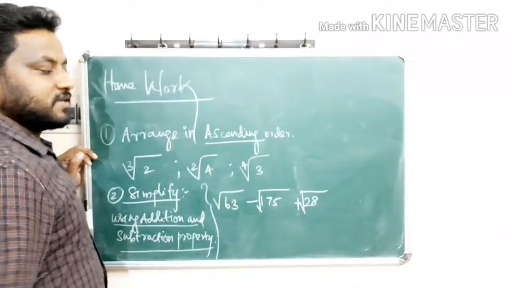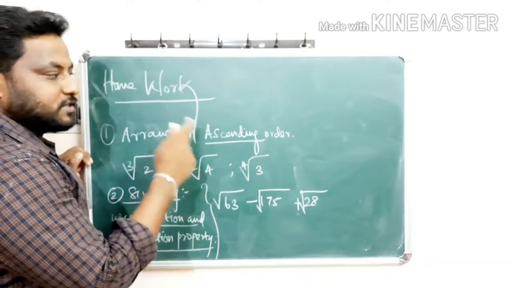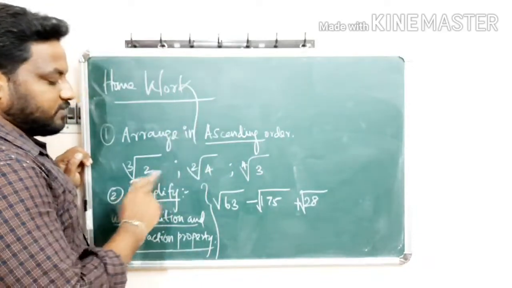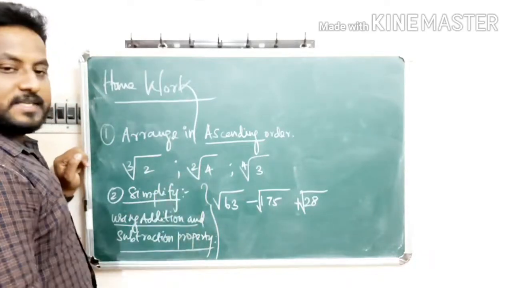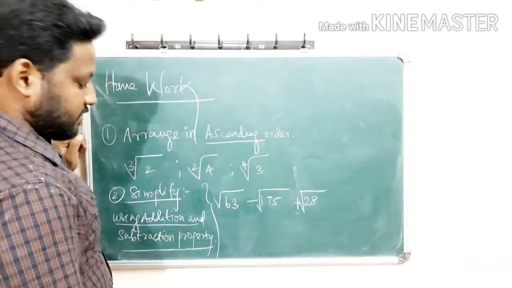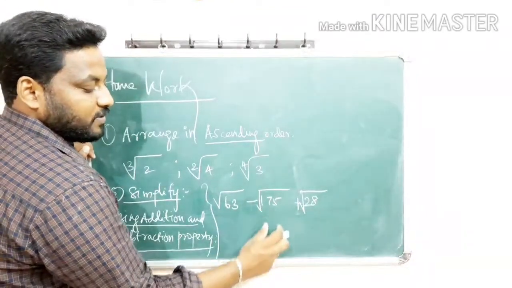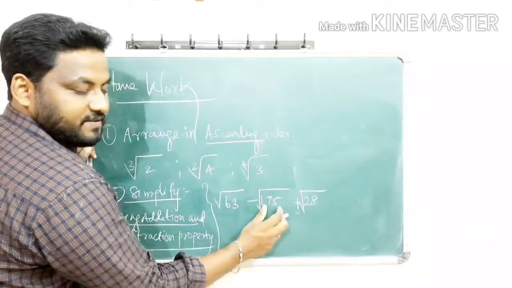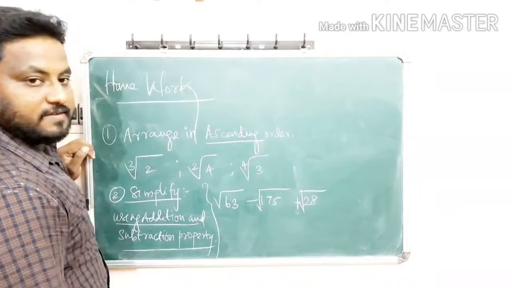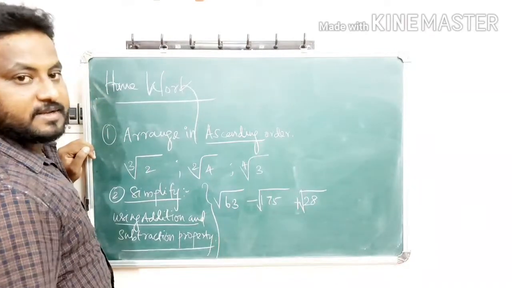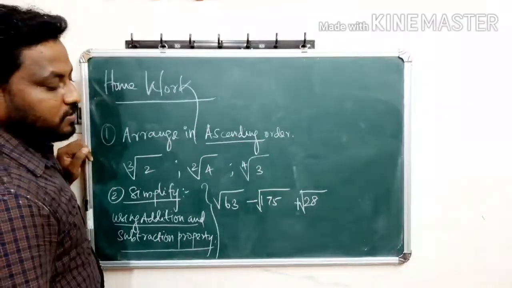So first question, ascending order. Ascending order means you have to write from small to big number. So you have to find out the values of these numbers and then write them in ascending order. And then the second one is simplify using the addition and subtraction property. The given numbers are different, so you have to split the given numbers, like in the first question in the division method, and then simplify the given values and find the answers. Okay, so these 2 questions are homework for you.